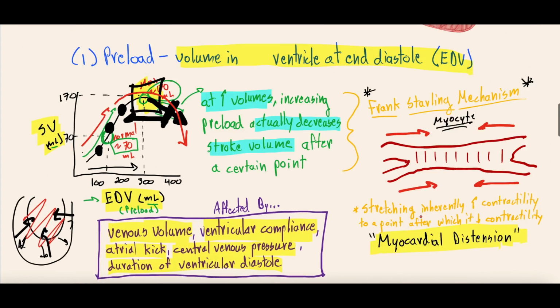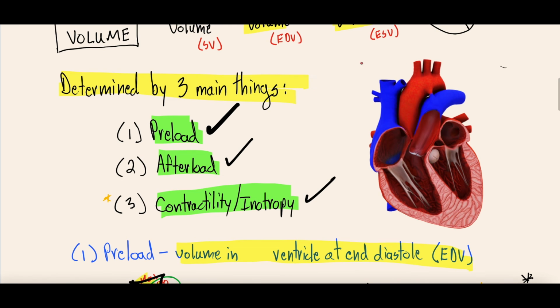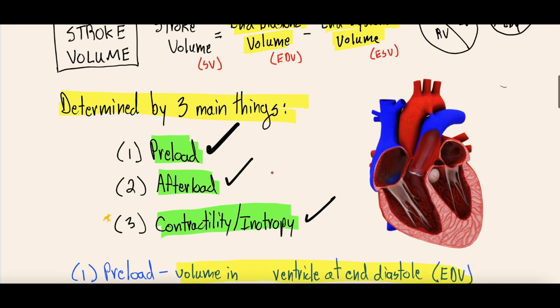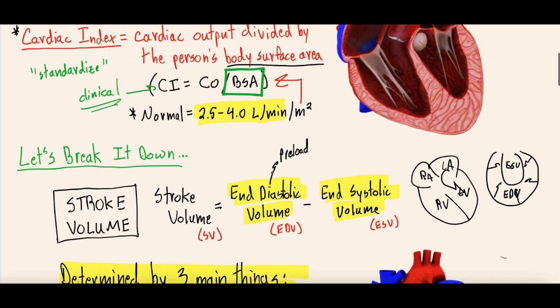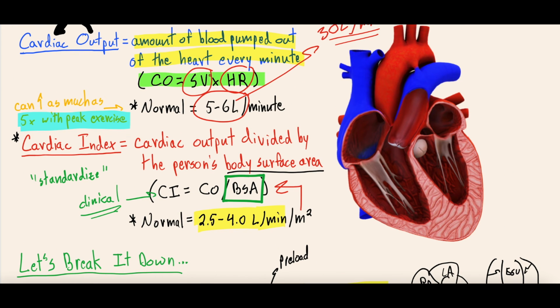Okay, so if we scroll back up again, we have the 3 things that determine stroke volume. But we talked about that stroke volume is only one half of the equation. The other half is heart rate, right? Cardiac output equals stroke volume times heart rate. And we talked about the 3 things that make up stroke volume. But what about the heart rate?